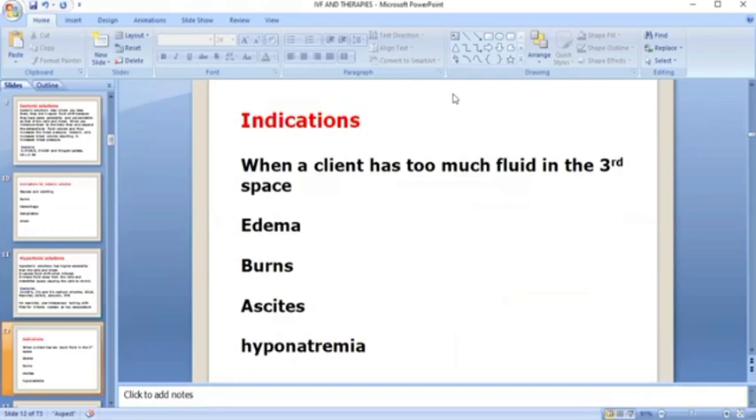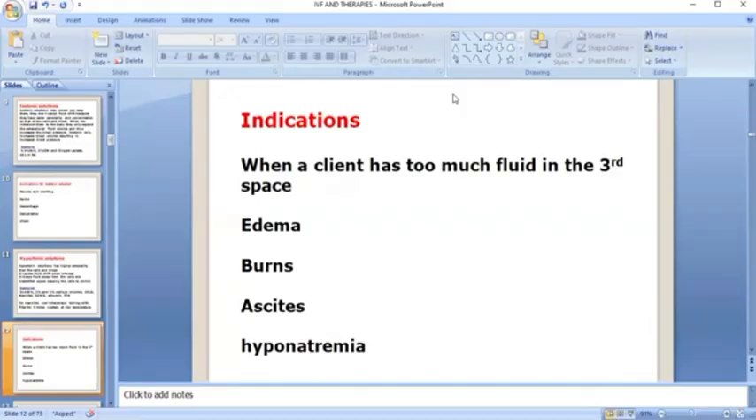Indications. In which conditions can we use hypertonic solutions? We use it especially in clients that have what? Fluid stored in the third spaces. I hope you remember third spaces. For example, we have a client with pleural effusion, pericardial effusion, ascites, okay? When you have fluid trapped in areas, spaces that are not supposed to be, in the joints and so on, in the brain. So we use hypertonic solutions to manage these conditions.